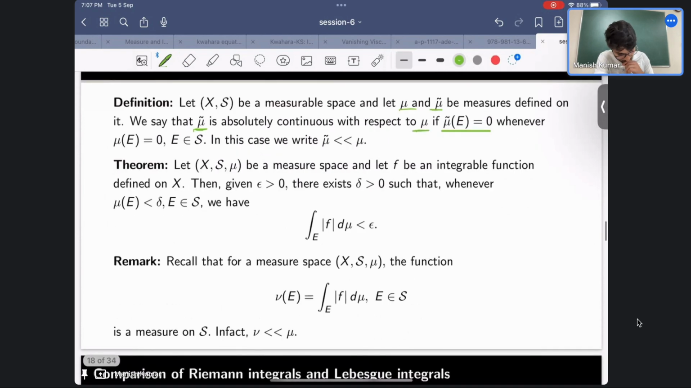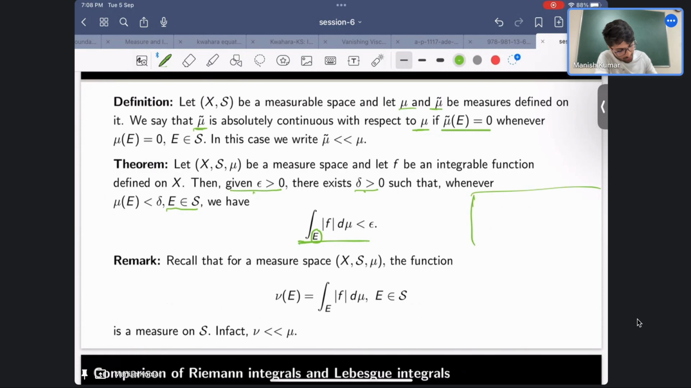Now this is the theorem which says that suppose you have a measure space, and you have an integrable function. Then for any epsilon greater than 0 there exists a delta such that, not for one set but for all sets E with measure less than delta, the integration will be small.